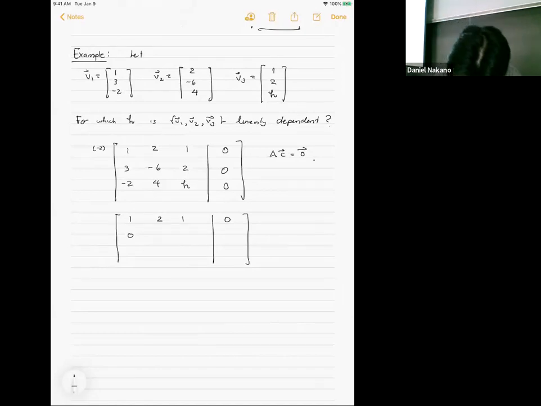I apologize. I made a mistake on this problem. So this should be a minus 2. I'm sorry. Let me put a minus 2 up here. All right, now it's going to work out the way I wanted to. I just changed this to minus 2. Okay, so now let's do this.